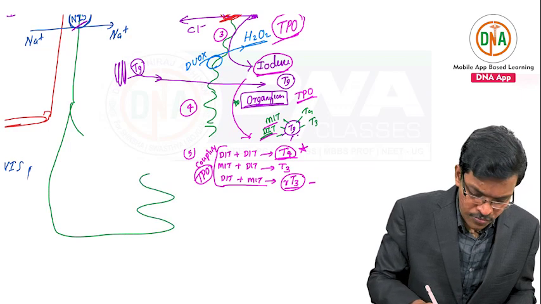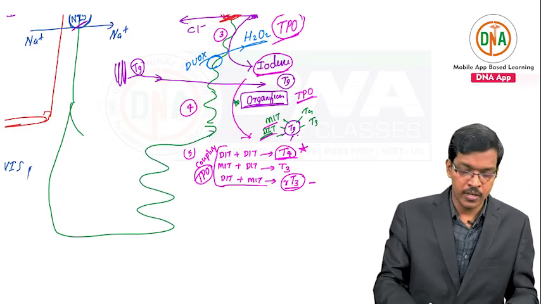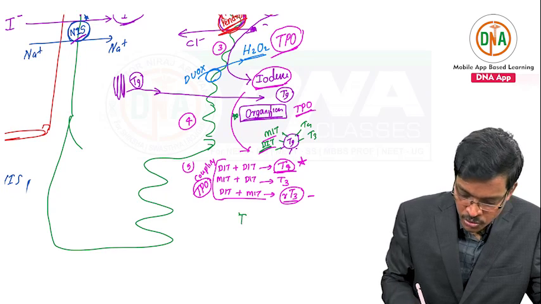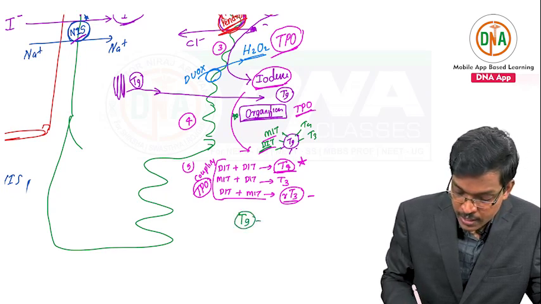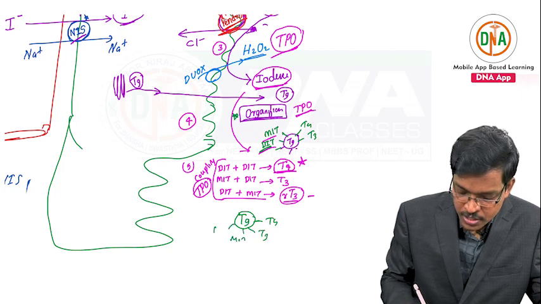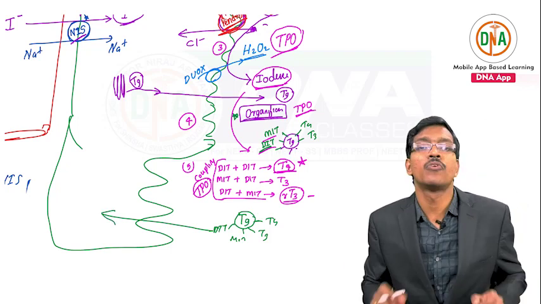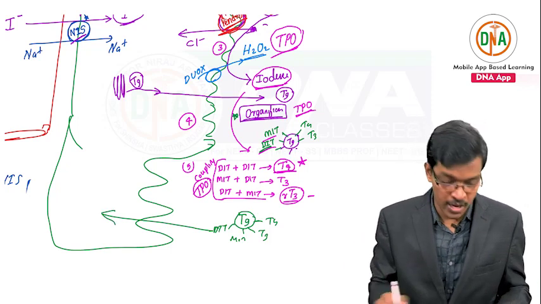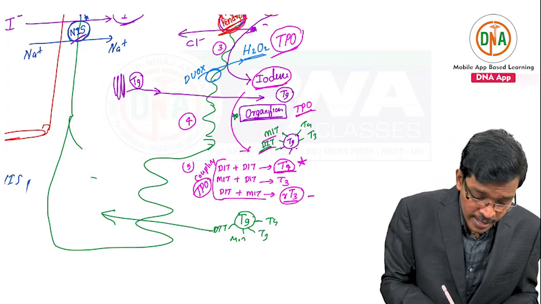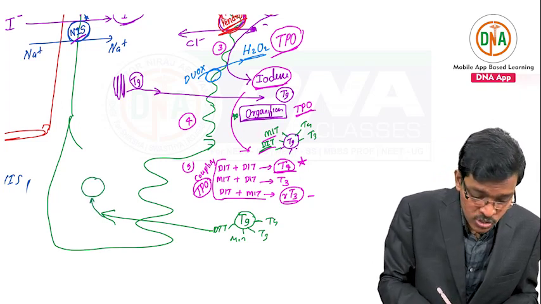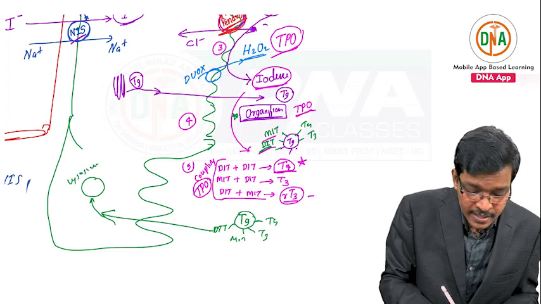Okay, so this is a follicle cell. I'm drawing it like this just to make room for it. The thyroglobulin molecule with T4, T3, MIT, DIT on it will be endocytosed back into the follicle cells when the body needs it. This endocytosed material will be fused with lysosomes.